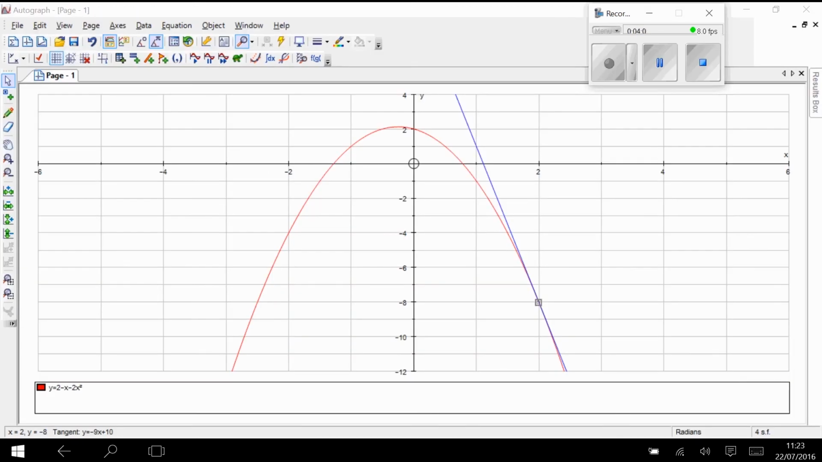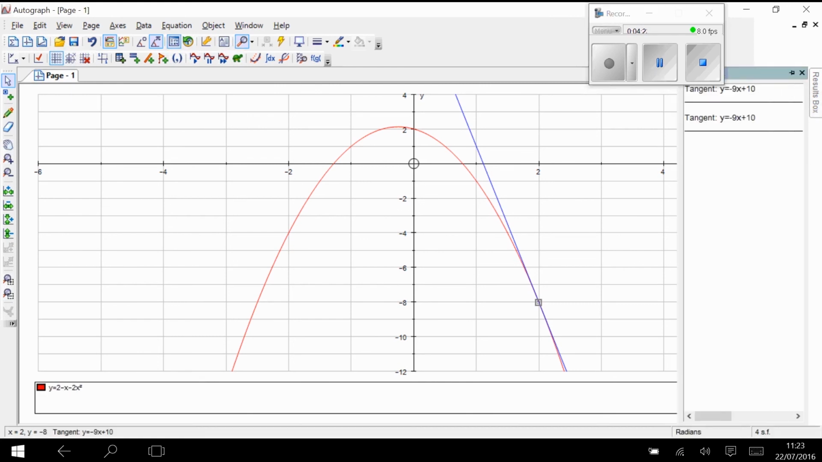In this slide, you can see that I've drawn the graph of f of x. I've also drawn the tangent to f of x when x is 2. Let's take a look at the gradient of that tangent. Remember, a tangent is a straight line that touches my curve at one point only. If I take a look here, I can see very nicely that the gradient of my tangent is minus 9, and that is exactly what we found by using the definition.